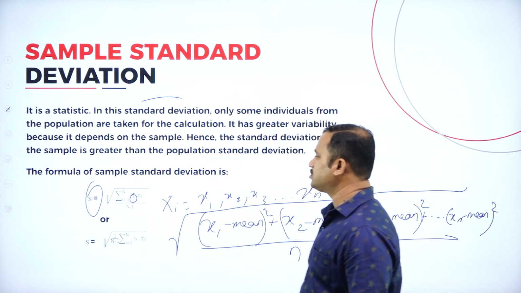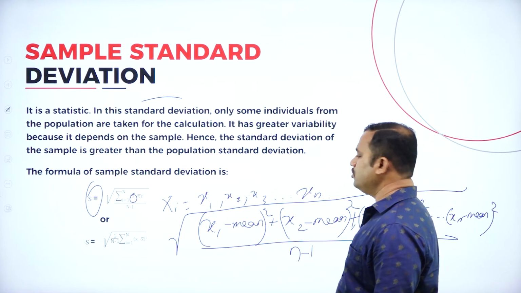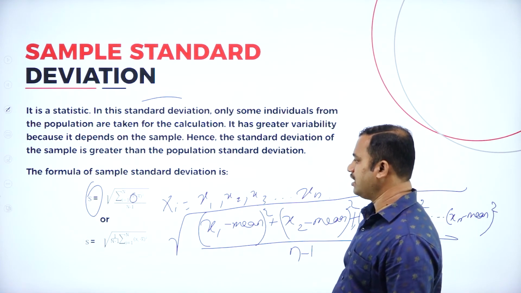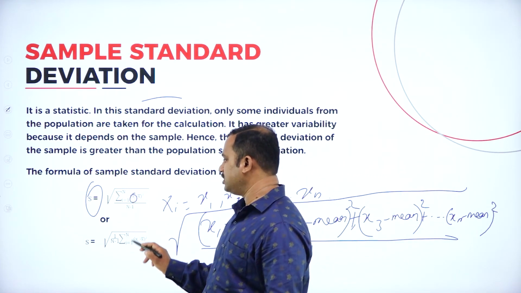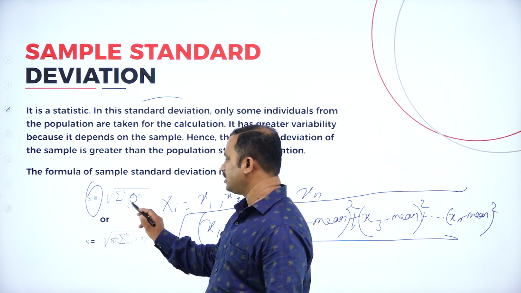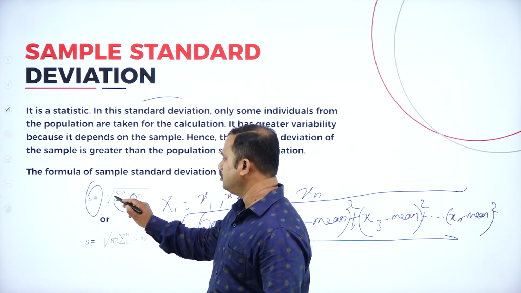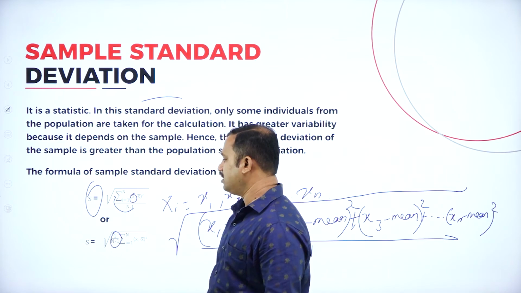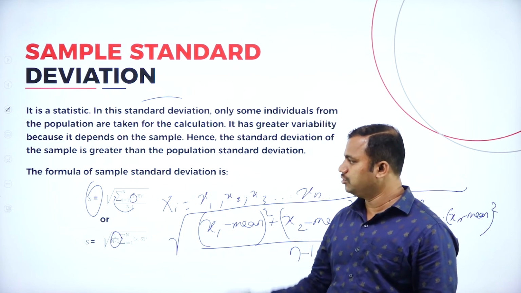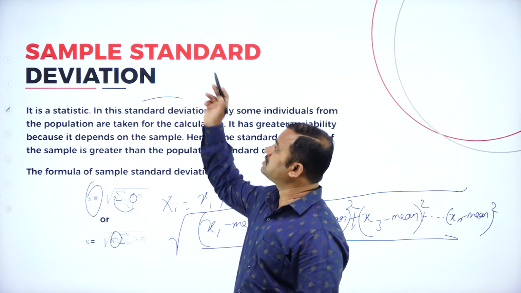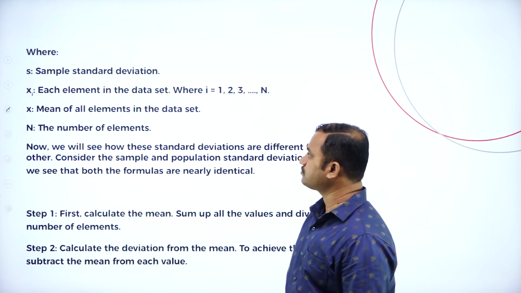Suppose if there are n minus 1 terms, let me bring it to n minus 1. That gives me the value of that. The same thing is represented here. Instead of n minus 1 written over here, I have brought it to this side, that is 1 by n minus 1 into that. Both are the same. That is the sample standard deviation method.